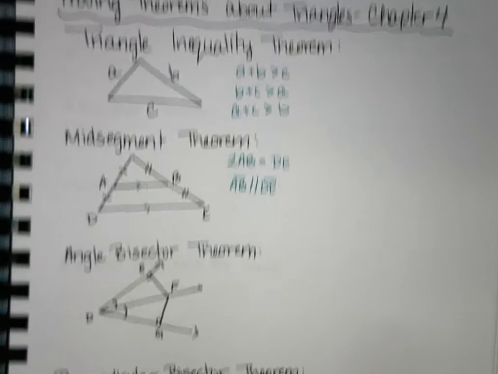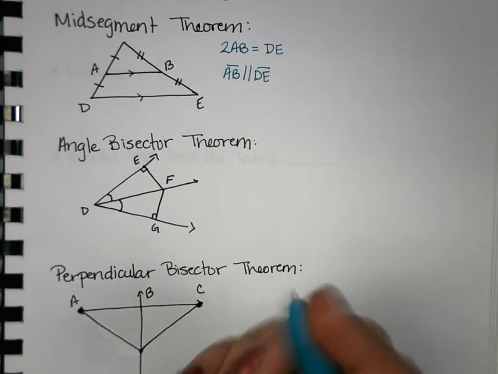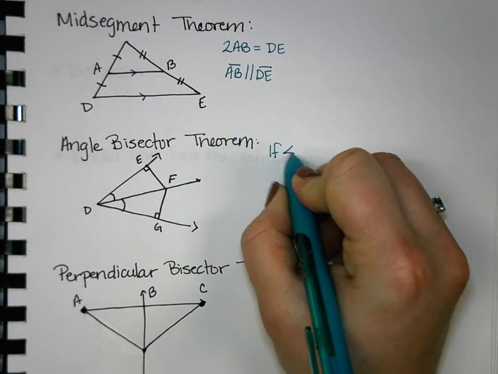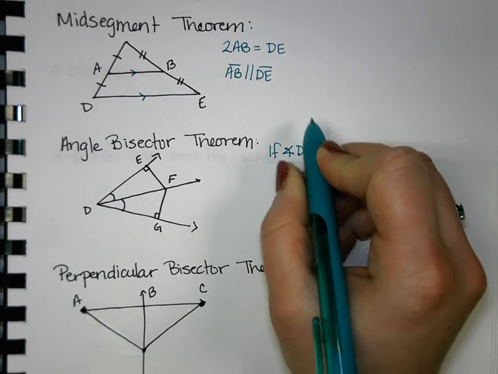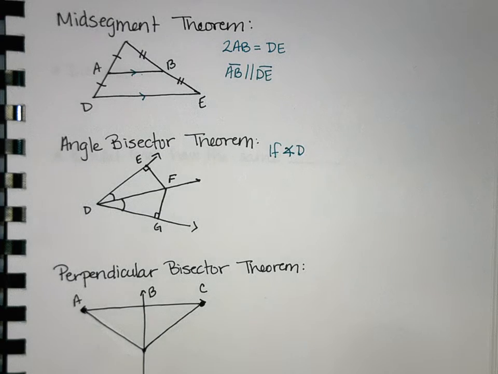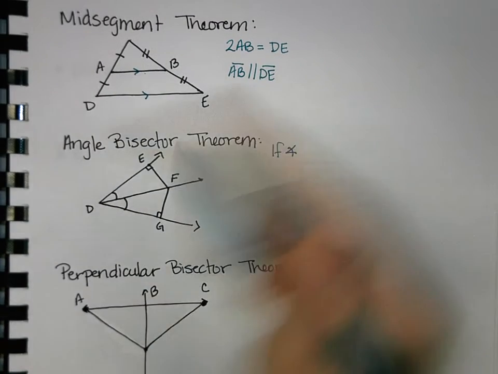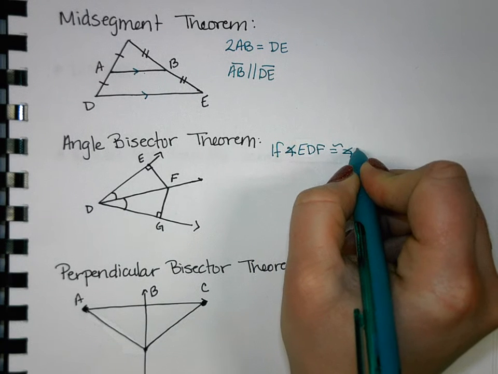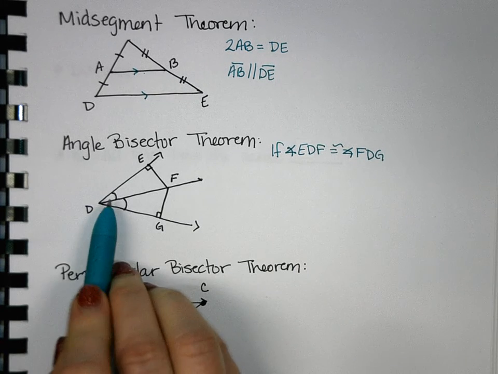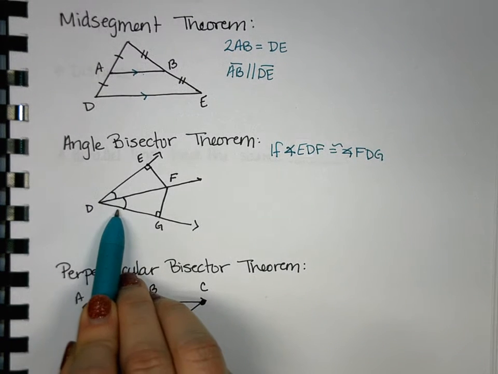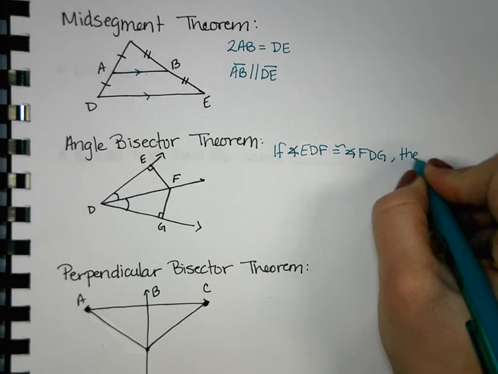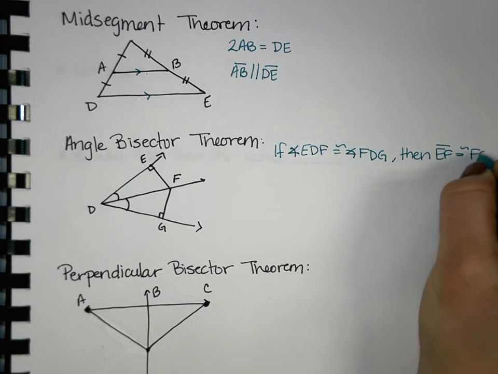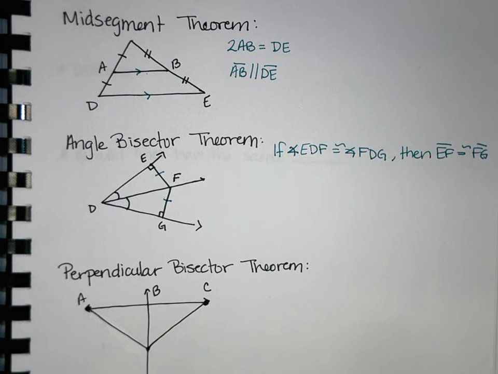Let's see, from there we did angle bisector theorem. And what this theorem said is that if angle EDF is congruent to angle FDG, so that's these two angles down here, if these two angles are congruent, then EF is congruent to FG. These two segments are the same length.